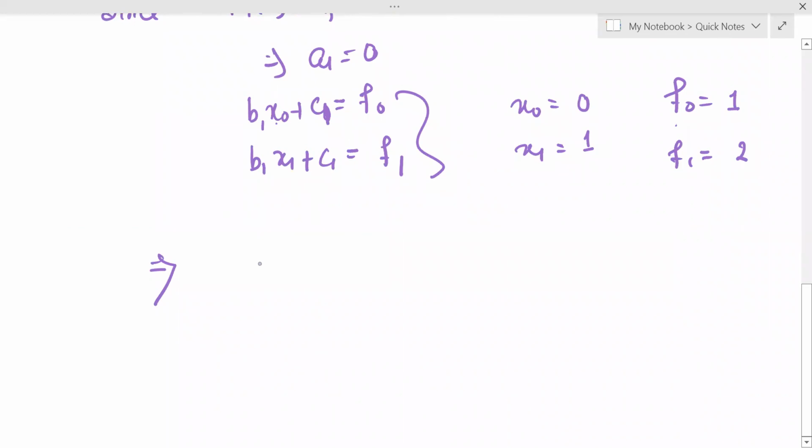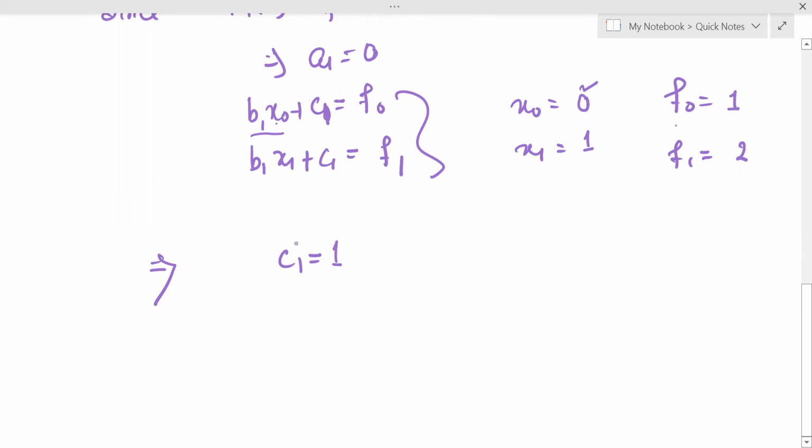C1 is equal to F0, that is 1. C1 is equal to 1. Can I write? Yes. C1 is, value x0 डाल देंगे, F0 डाल देंगे. Then C1 वैल्यू आ जाएगा. ये तो 0 हो जाएगा because x0 is 0. So C1 value becomes F1, that is 1.